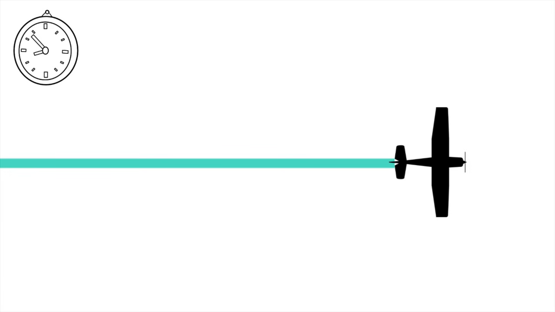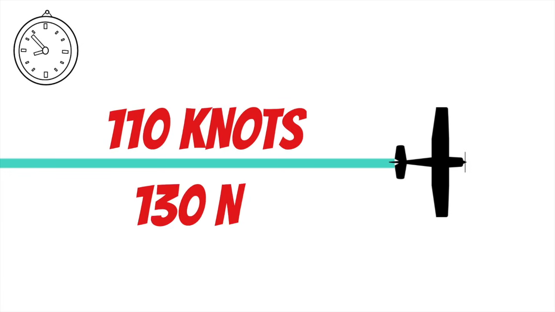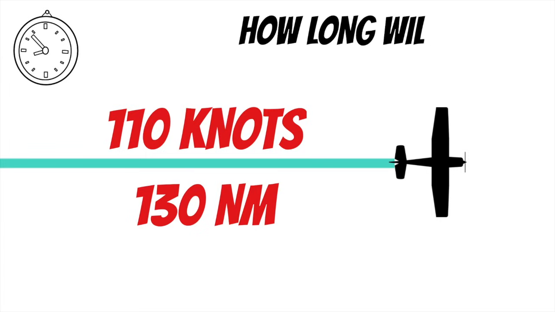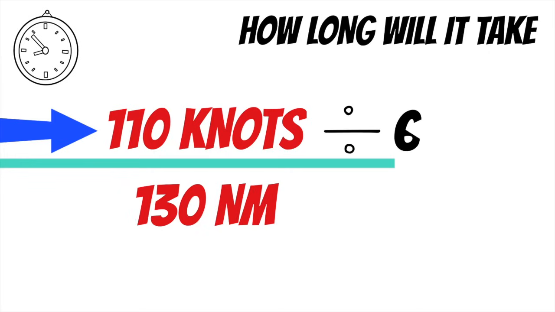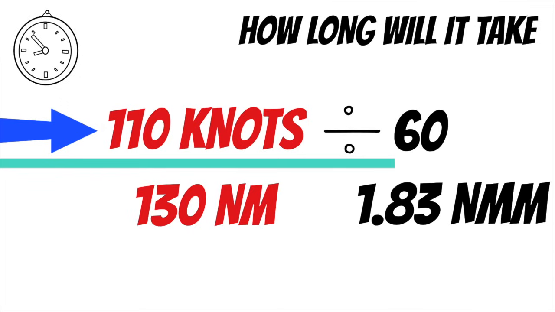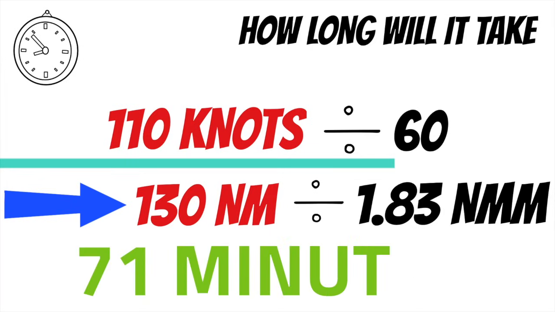What if I want to know how long it will take me to get somewhere? Let's say I'm flying 110 knots and I'm traveling 130 nautical miles. How long will my trip take? Well, 110 knots is 110 nautical miles per hour, so let's change that to minutes by dividing by 60. So we're traveling 1.83 nautical miles a minute. Now that I know that, I can see that all I have to do is divide 130 nautical miles by 1.83 to see that it should take us 71 minutes to get there.